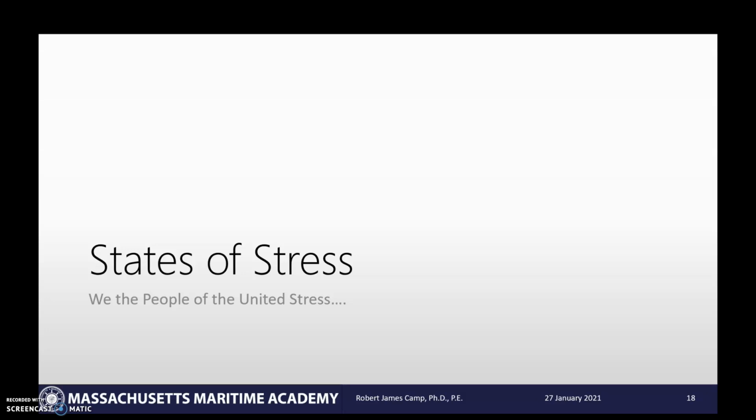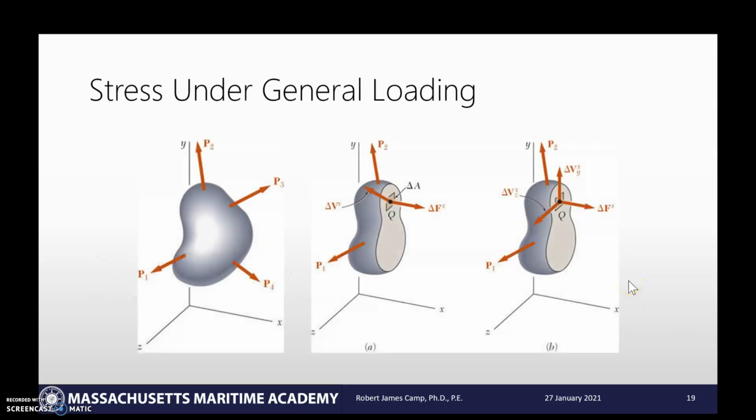So what we're going to do now is we're going to look at the state of stress. The complete state of stress would be what's called a stress tensor, which is 9 different stresses that we're looking at. So let's go and look at our just general blob of material.